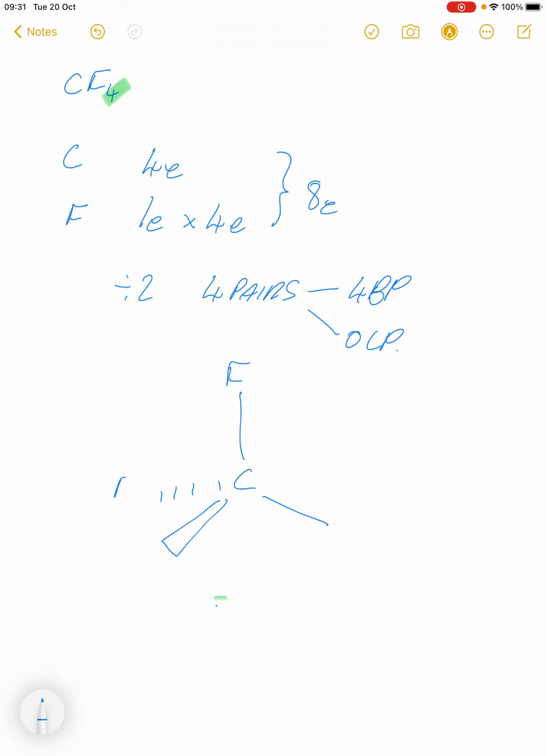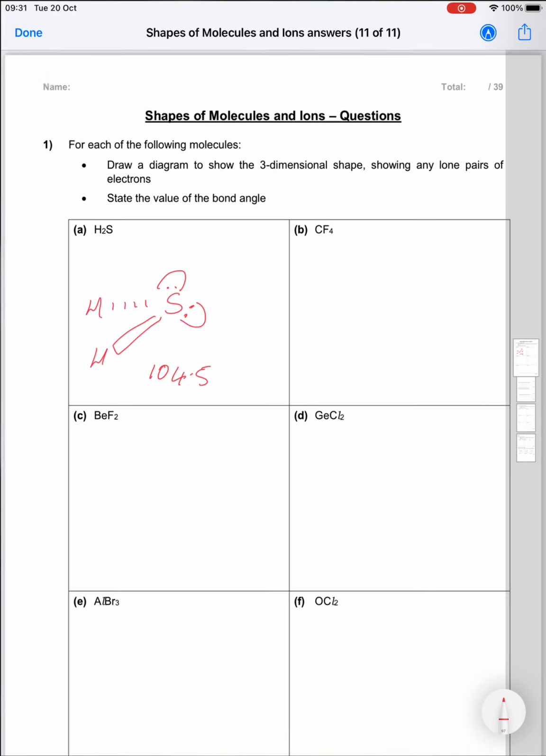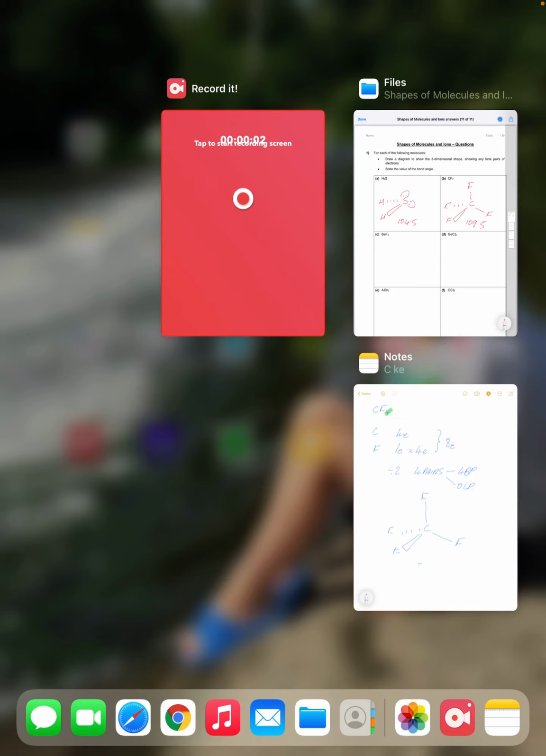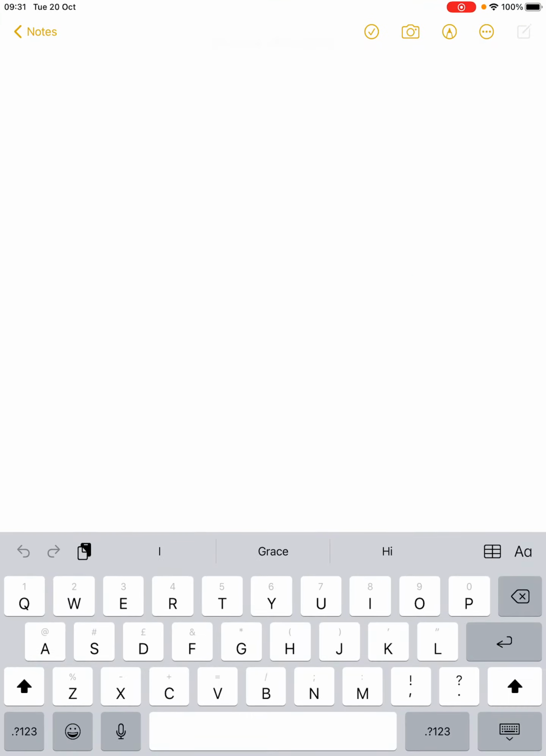The fluorines on, and a bond angle of 109.5. So let's pop that on here. So carbon in the middle, fluorine, fluorine, and fluorine with a bond angle of 109.5. Okay, beryllium fluoride. BeF2, so beryllium is in group 2, so it has 2 electrons in its outer shell.